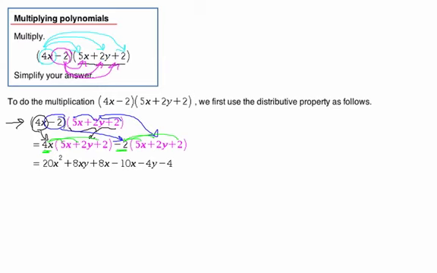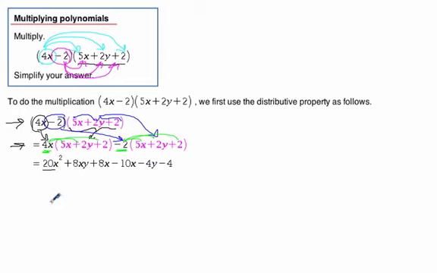So in this problem, when we work through that, 4x times a 5x gives the 20x squared. 4x times the 2y gives a positive 8xy, etc. Here we have an 8x, a -10x, a -4y, and a -4.